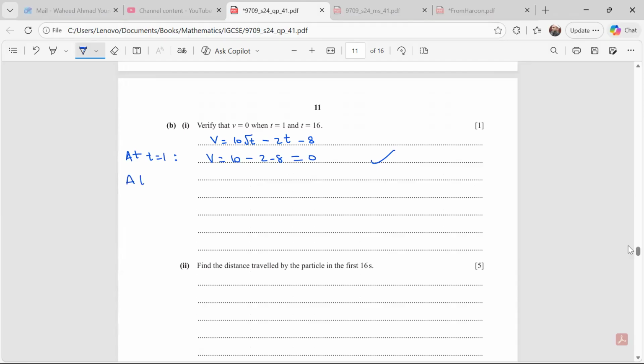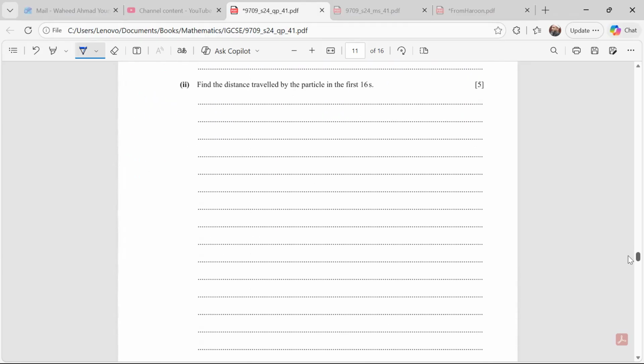And similarly, at t equal to 16, velocity is going to be 10, and 16 square root is 4, minus 2 times 16, minus 8. So 10 times 4 is 40, minus 32, minus 8. Yes, it's also equal to 0. So this is also verified. Velocity is 0 at t equal to 1 and t equal to 16. Okay, now this is an interesting part. Find the distance traveled by the particle in the first 16 seconds.